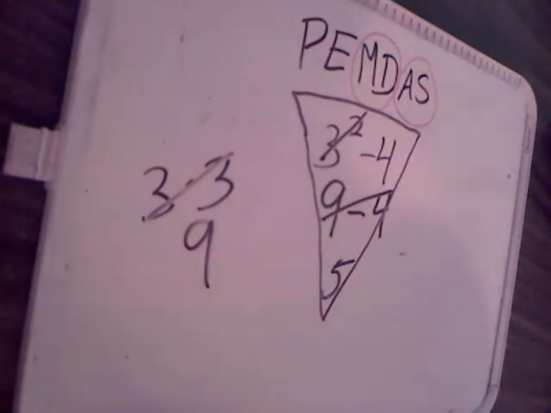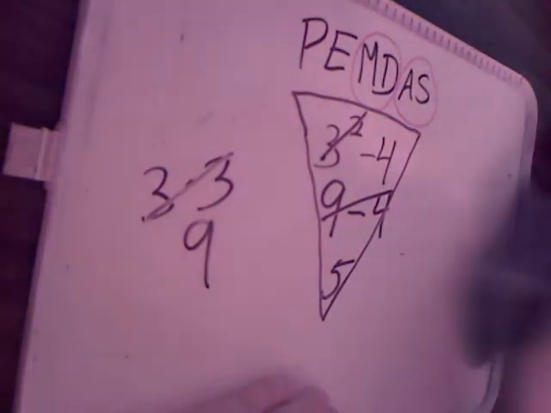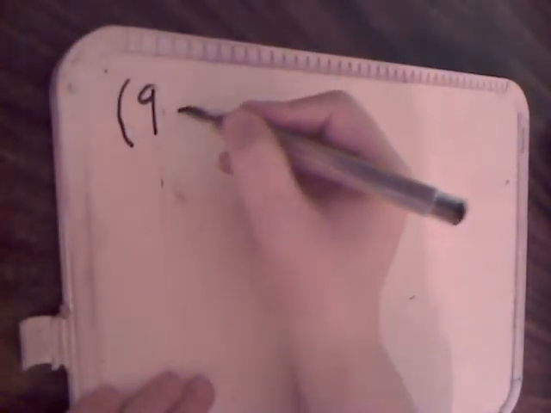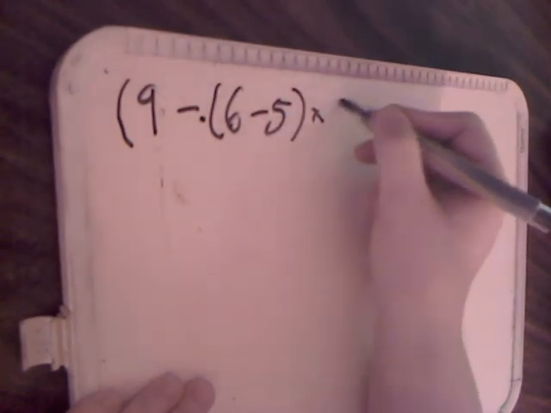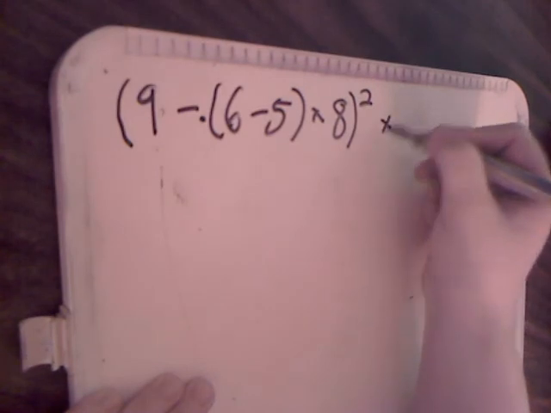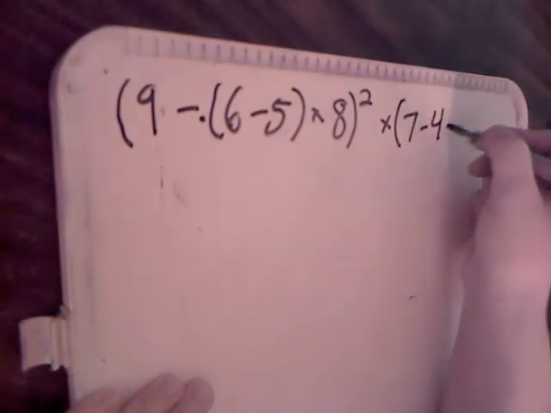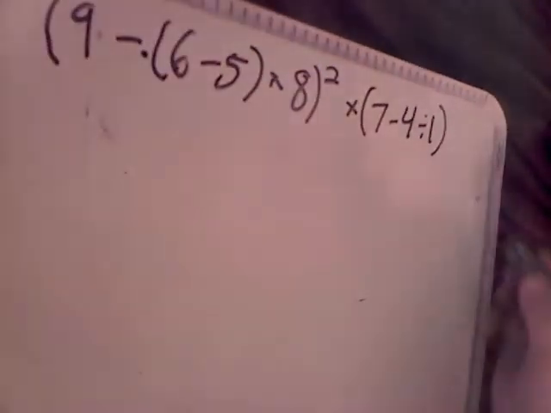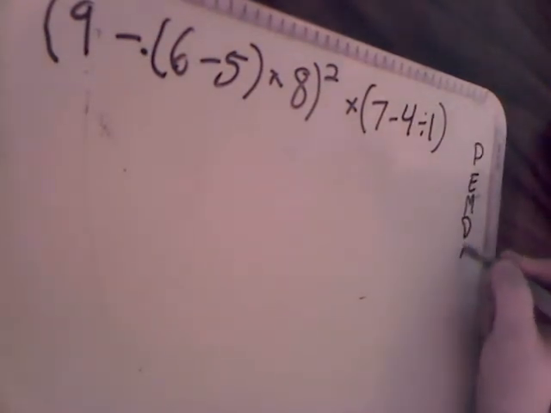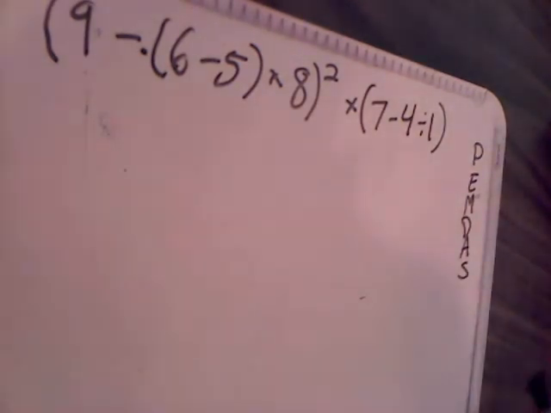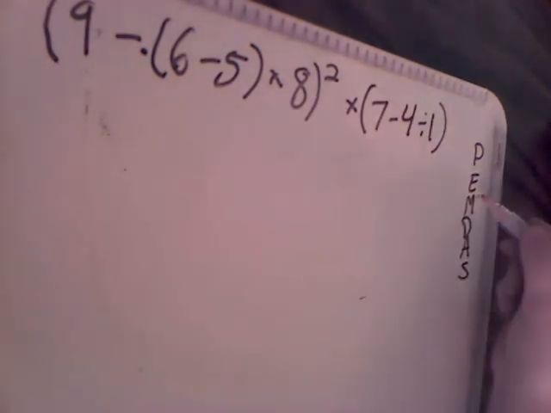For this last problem, it's going to require a lot of work. I'm actually going to erase PEMDAS and we'll write it back on there when I know that I have room. So our last problem is going to be 9 minus... excellent, and we can put PEMDAS over on the side here. And I'm going to go back and I'm going to circle the 2 steps that go together.